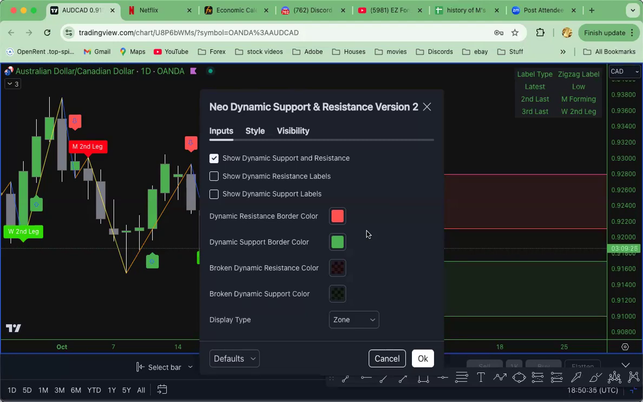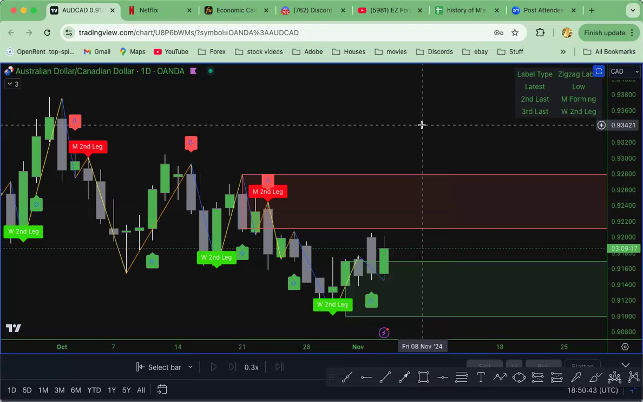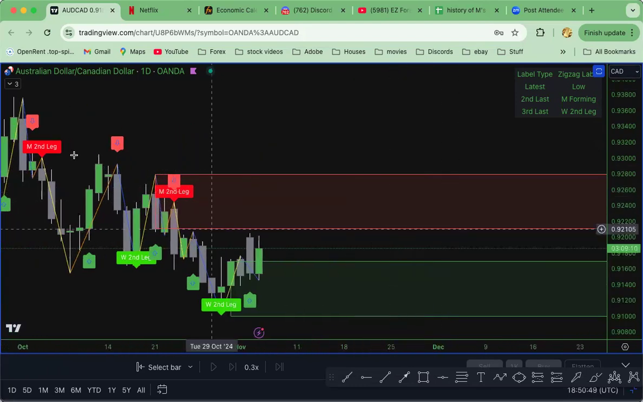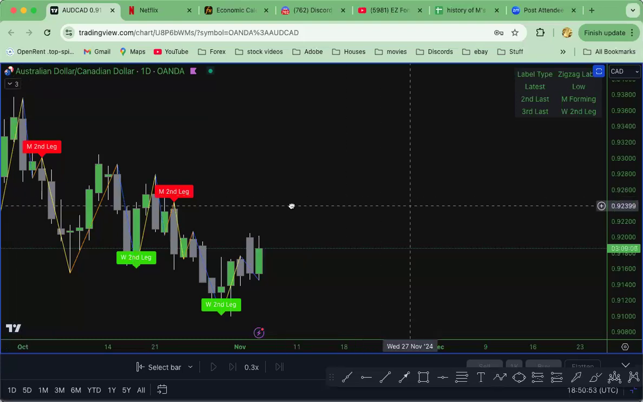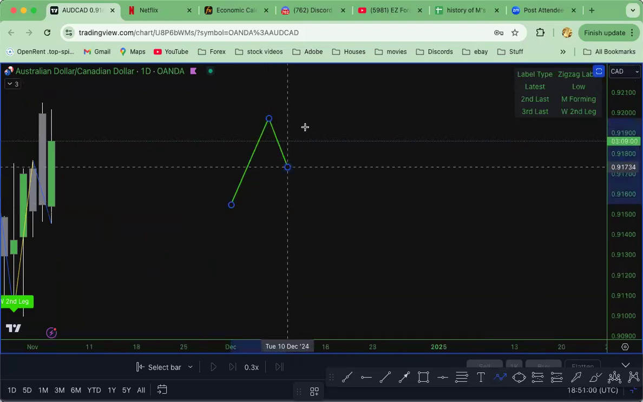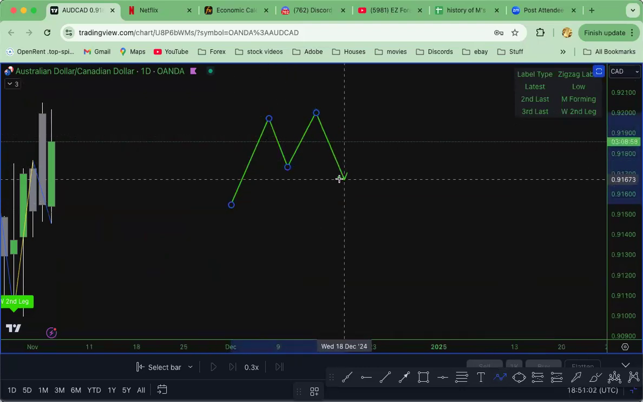So yeah, this is the new dynamic support and resistance version 2. And why I really did love this support and resistance when it came into trading, especially when I was using the MT4 version of Neo, is that what tends to happen is price action. Let's just turn this off for a second. Price action tends to find some type of trend. So it'll find like a double top or a head and shoulders pattern.